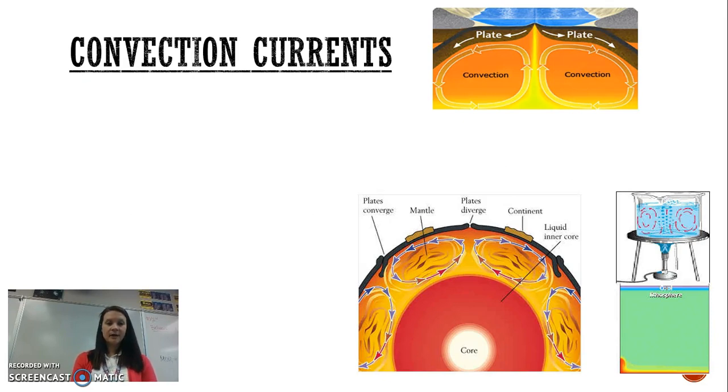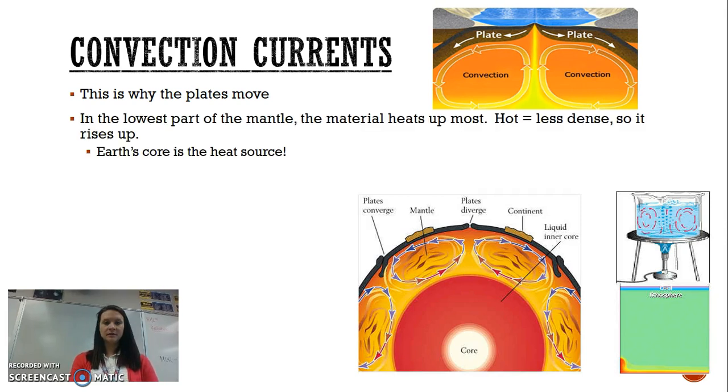Okay, so let's talk about these convection currents. Convection currents are something that you experience all the time. You just don't know what it's called, and that's, in my opinion, the best kind of science. You're already an expert, you just didn't know it was a science thing. So let's talk about it. First off, this is what causes the plates to move. It's occurring in the mantle.